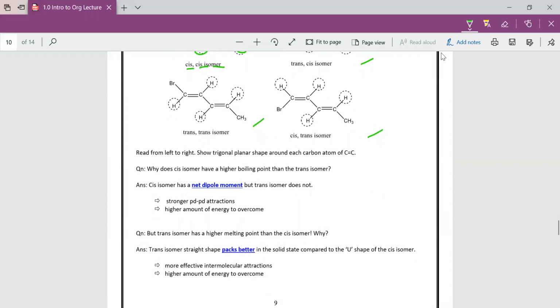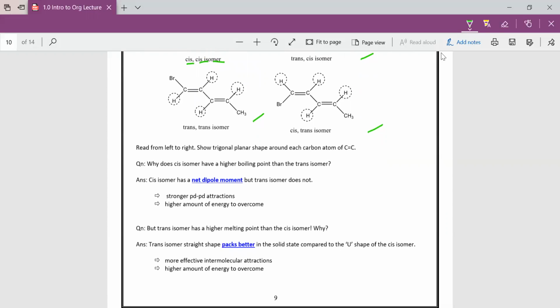Here is a very simple question that they like to ask. Why does the cis isomer have a higher boiling point than the trans? Because the cis isomer has a net dipole moment, which gives it a stronger PD-PD attraction, and therefore we need more energy to overcome. That's why it has a higher boiling point. But how about melting point? Then trans has the higher melting point.